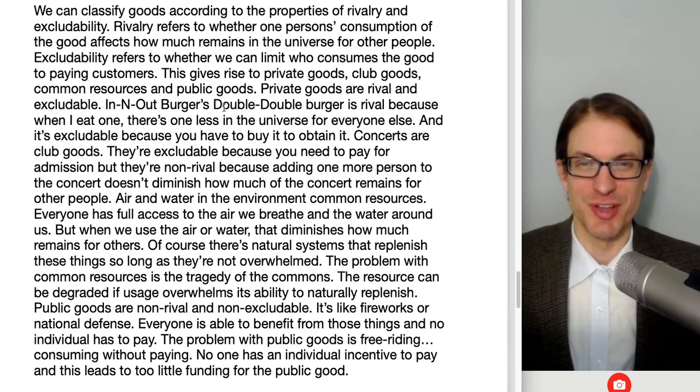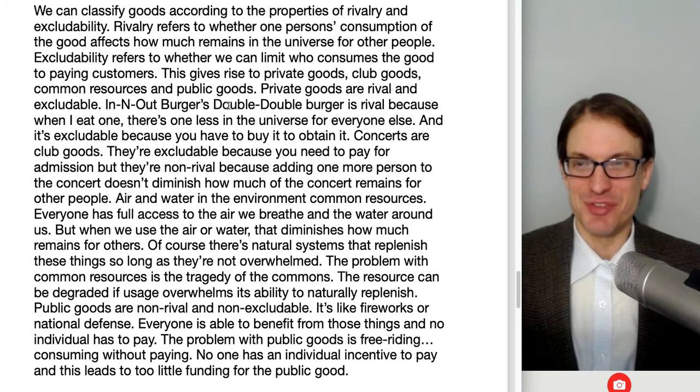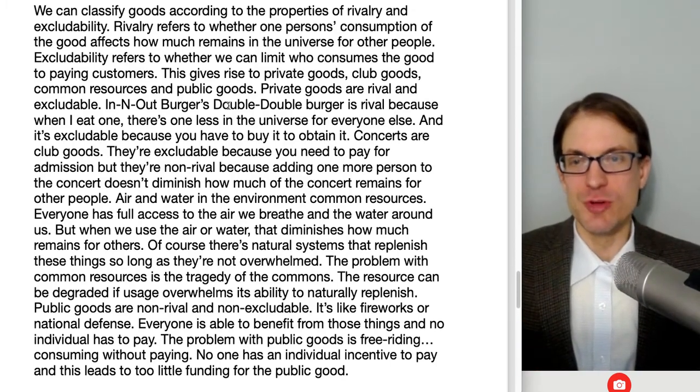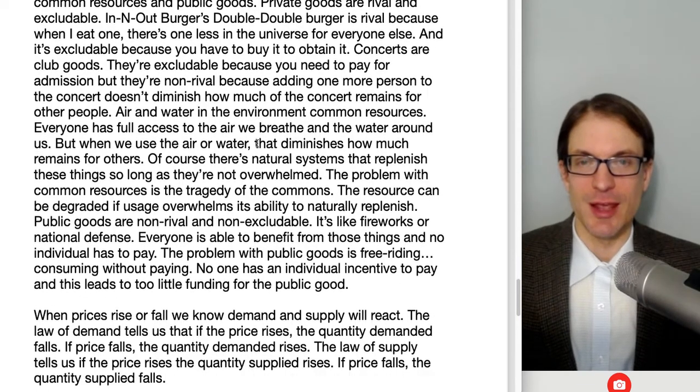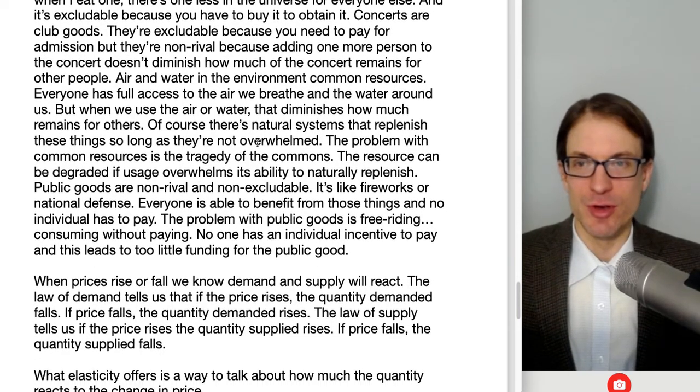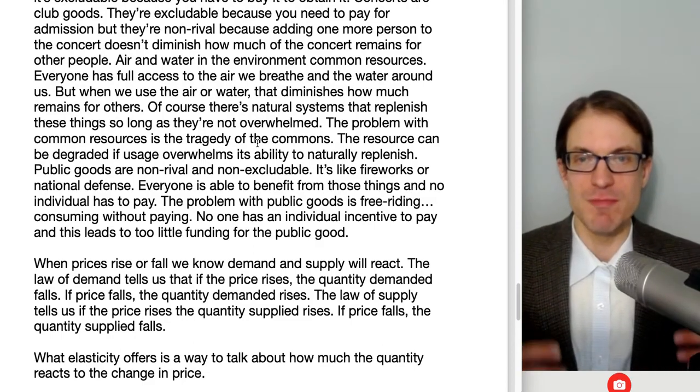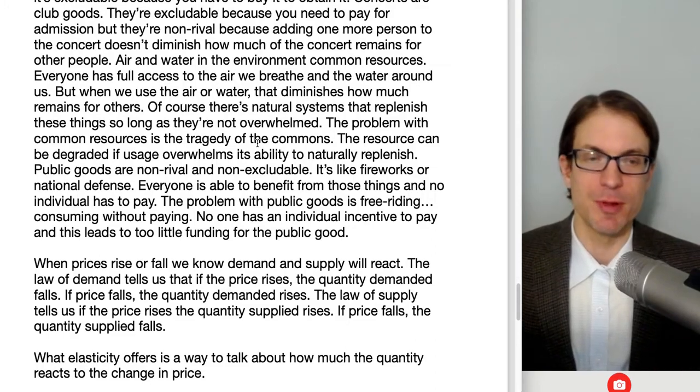In-N-Out Burger's Double-Double is rival because when I eat one, there's one less in the universe for everyone else. And it's excludable because you have to buy one to be able to obtain it. Concerts are club goods. They're excludable because you have to buy a ticket for admission, but they're non-rival because one more person at the concert doesn't diminish how much of the concert remains for other people.